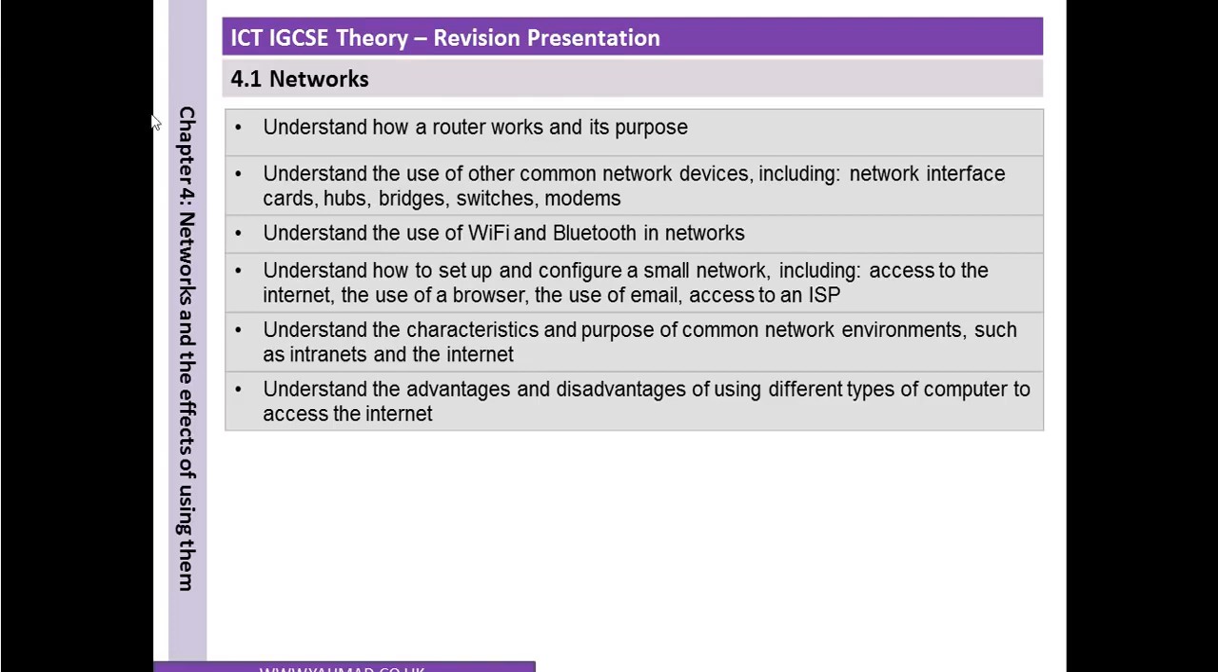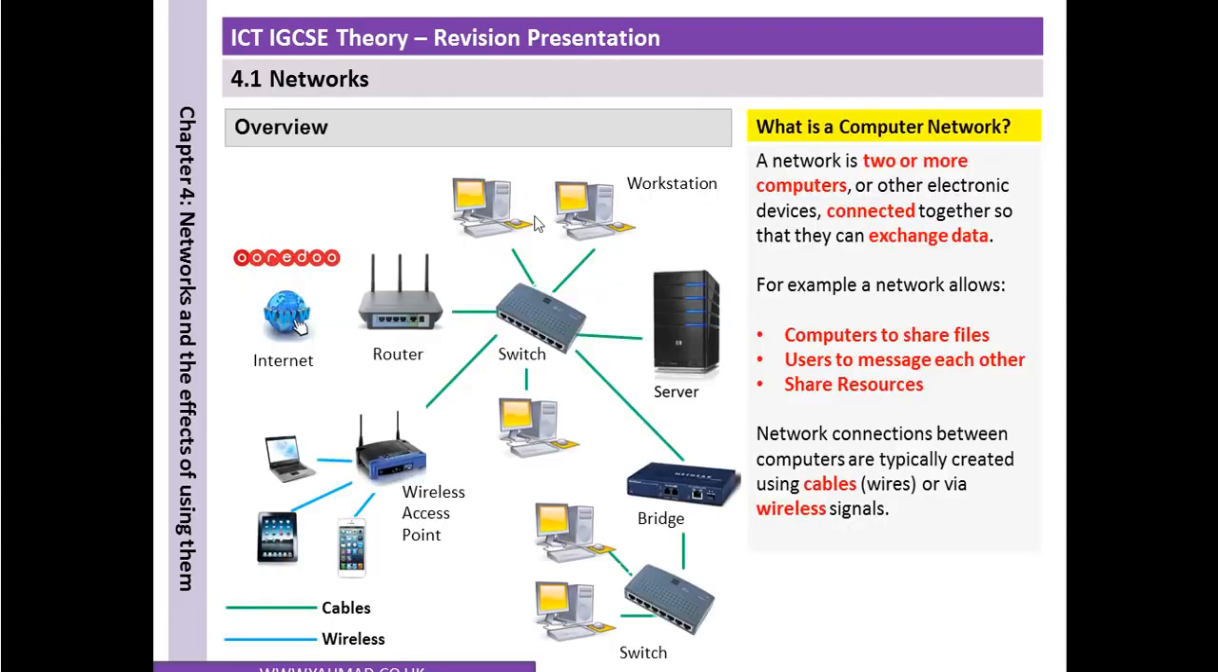Today we're going to be looking at Chapter 4, Computer Networks from the CIE ICT IGCSE course. So, what is a computer network? A network is two or more computers or electronic devices connected together so that they can exchange data.